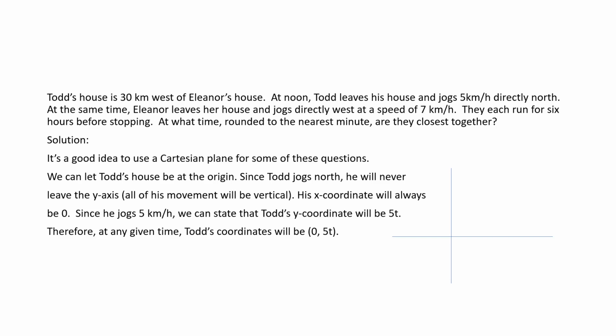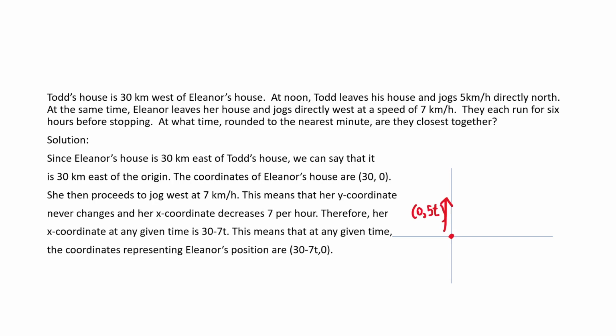And so since he's jogging 5 kilometers per hour, his y-coordinate will always be equal to 5t. So his coordinates at any time will be (0, 5t). Eleanor's house is 30 kilometers east of Todd's house, and that's like saying 30 kilometers east of the origin. So the coordinates of Eleanor's house at the start will be (30, 0).